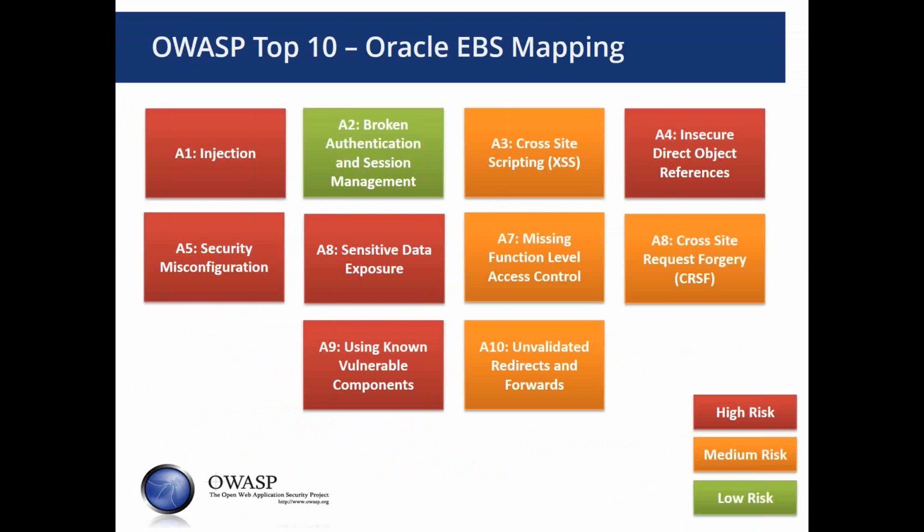So now if we take the OWASP Top 10 mapping and look at Oracle Business Suite specifically, as you can see, injection is probably our biggest risk. Again, SQL injection is very high risk. A4 is insecure direct object references. That means there are pages that I can access directly.